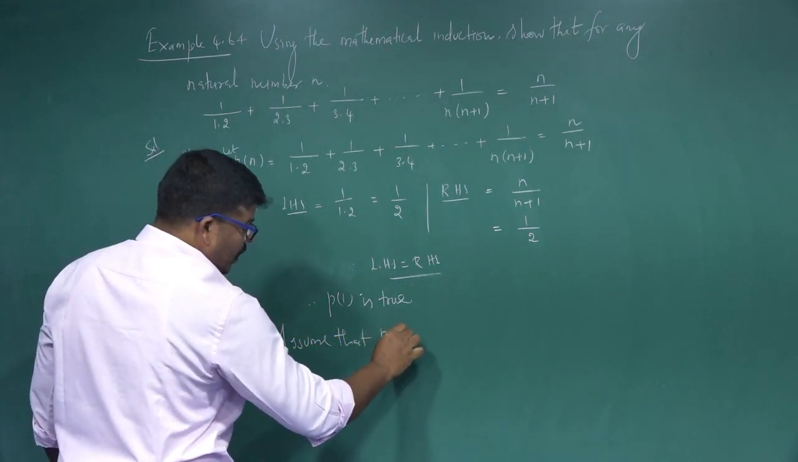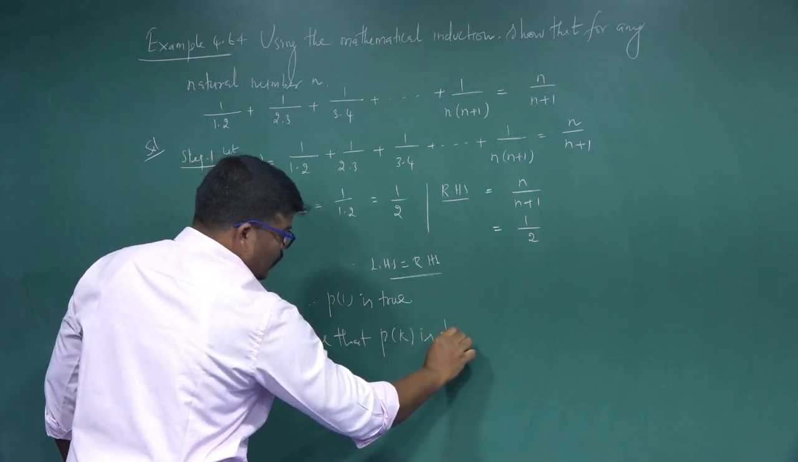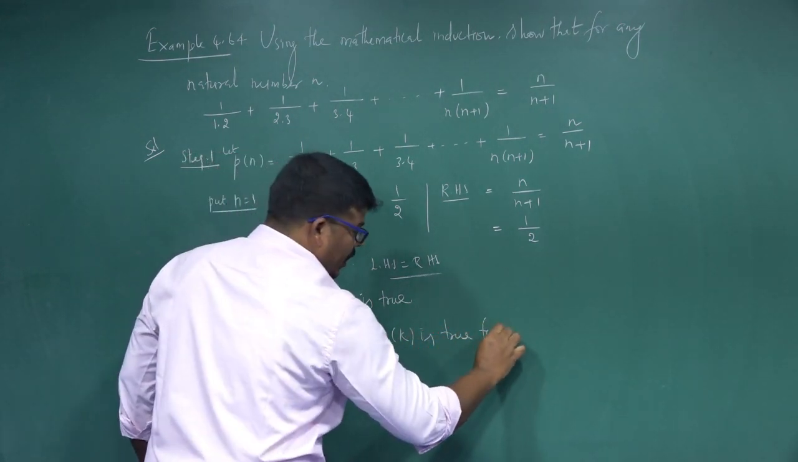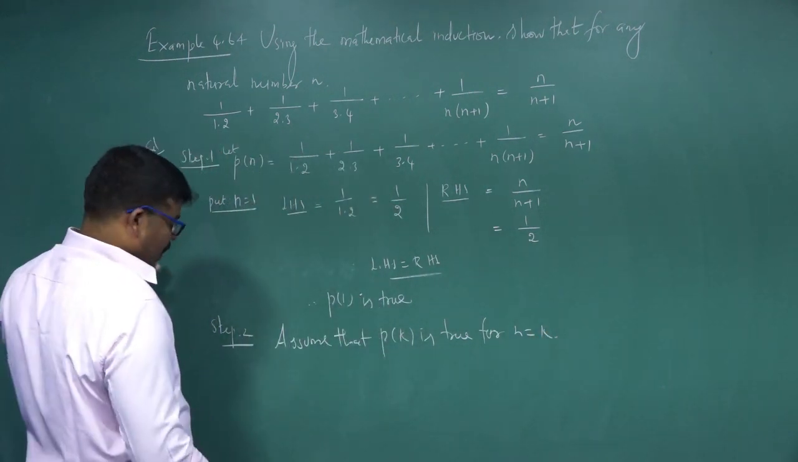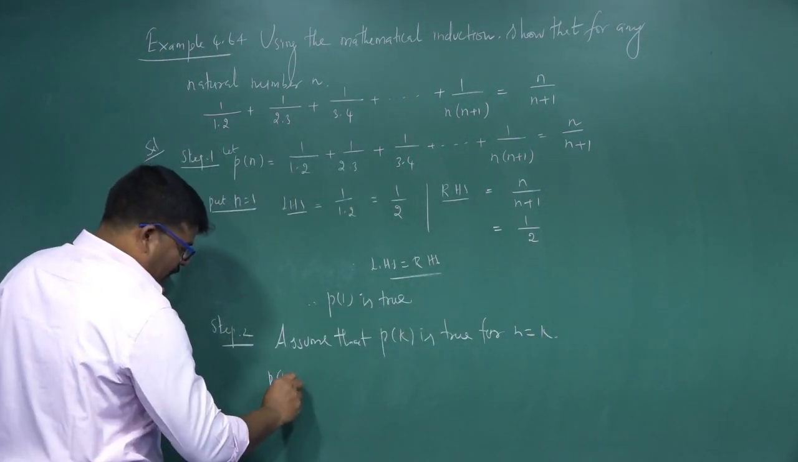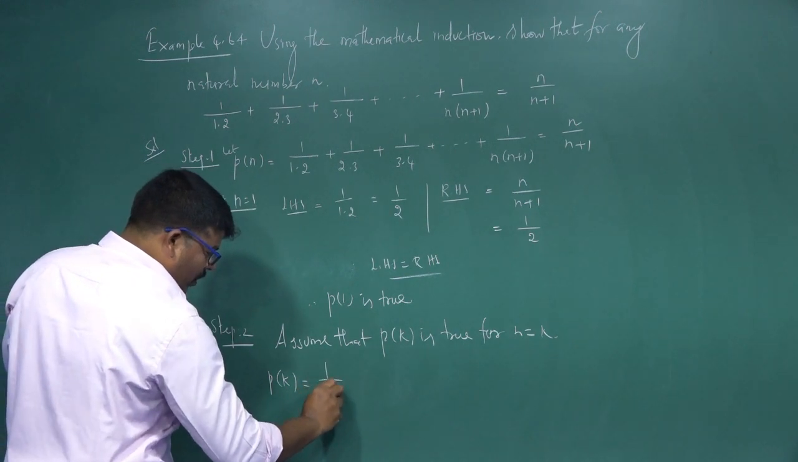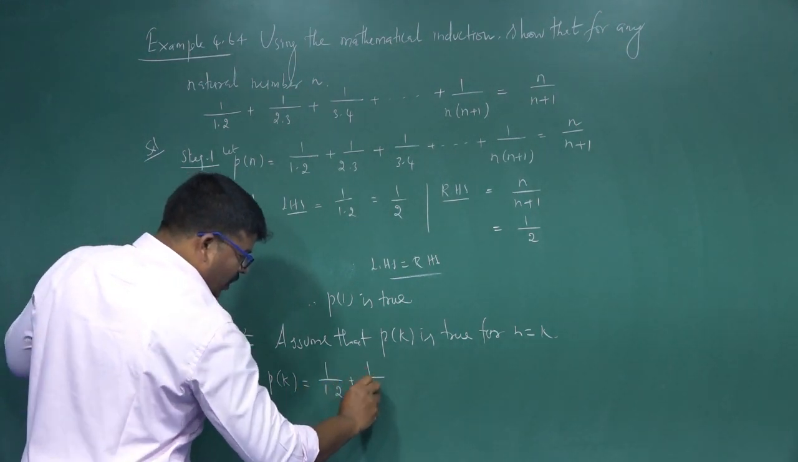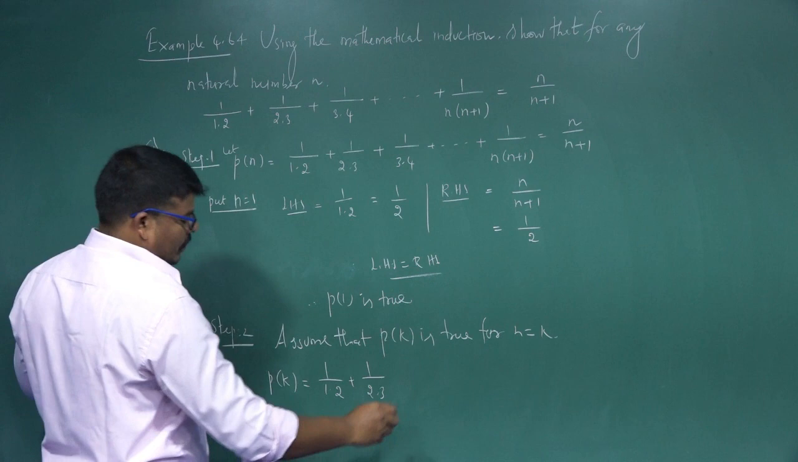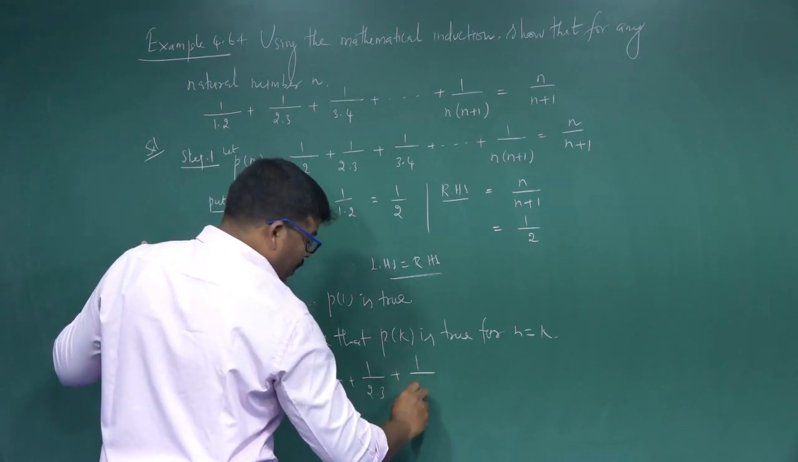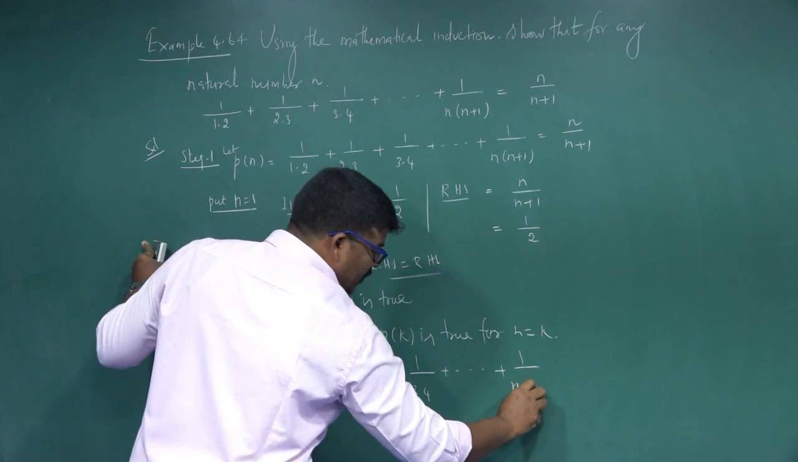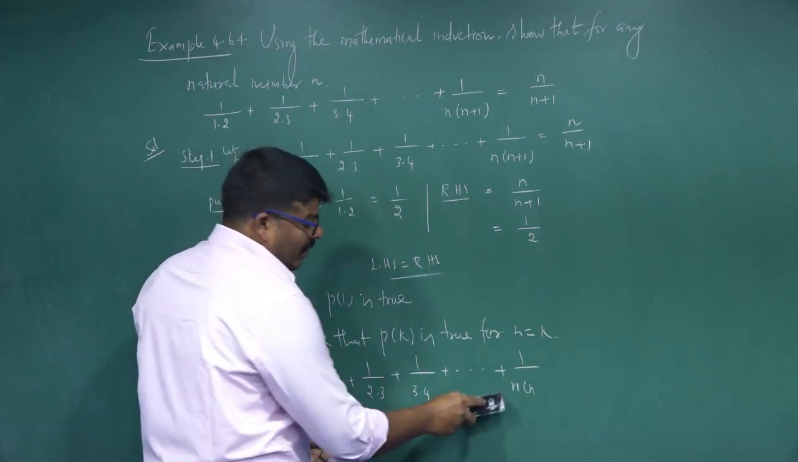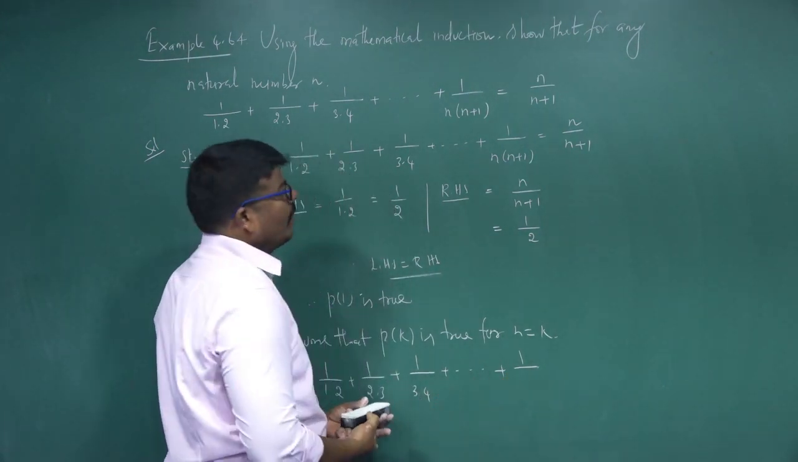Assume that P of k is true for n equal to k. Substitute n equal to k. P of k equals 1 by 1 into 2 plus 1 by 2 into 3 plus 1 by 3 into 4 plus etcetera plus 1 by n into n plus 1. Put the value n equal to k, it is k into k plus 1.